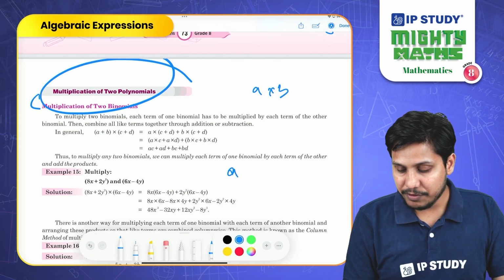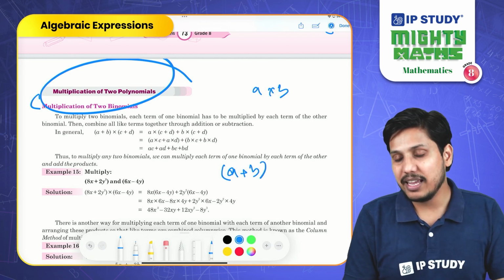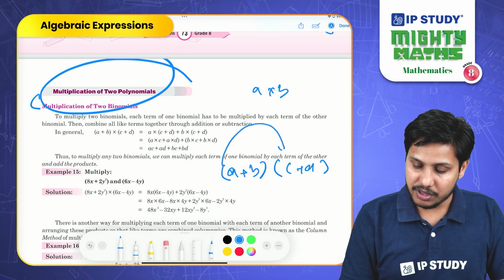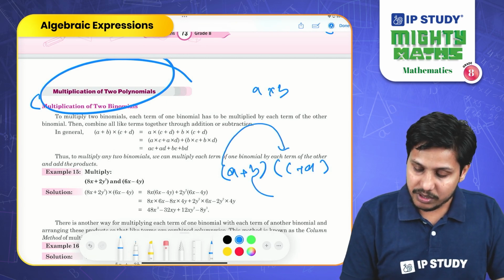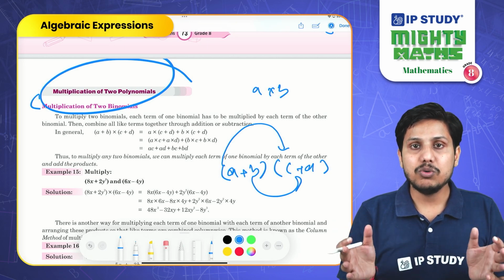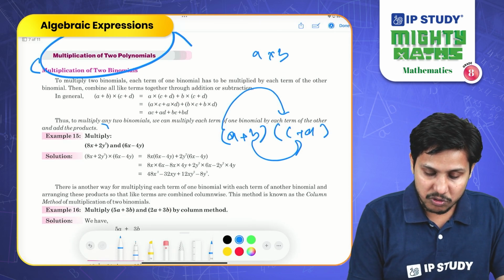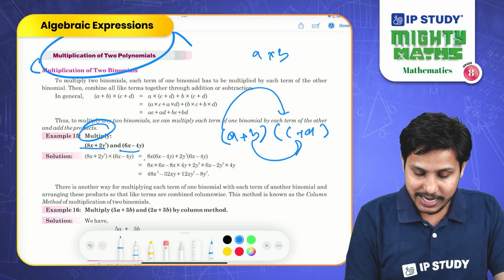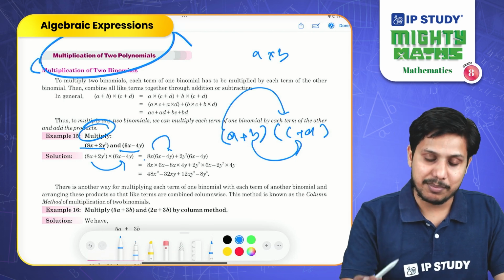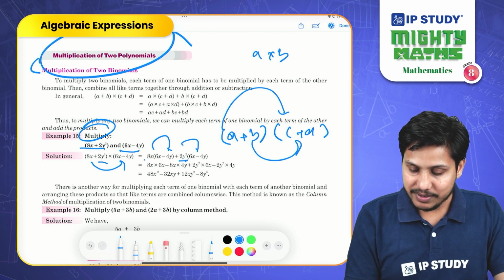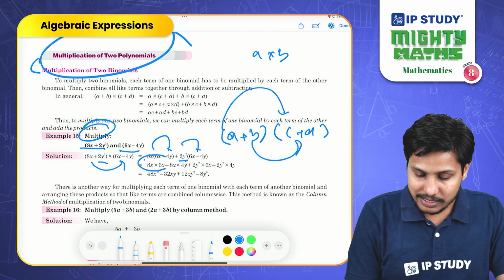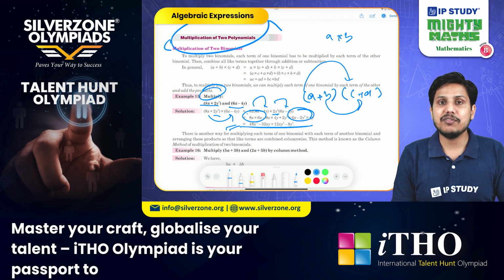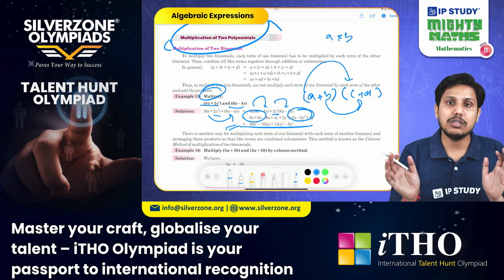Let's suppose we have a binomial a plus b, and another c plus d. In order to multiply these two binomials, we'll multiply a with c plus d and then b with c plus d, and then simplify the two values that we got. Here we have an example to multiply 8x plus 2y square and 6x minus 4y. So 8x will be multiplied with 6x minus 4y separately, and then plus 2y square will be multiplied with 6x minus 4y separately. The results we get individually will be added together, and the final expression is obtained after simplifying all the like terms.